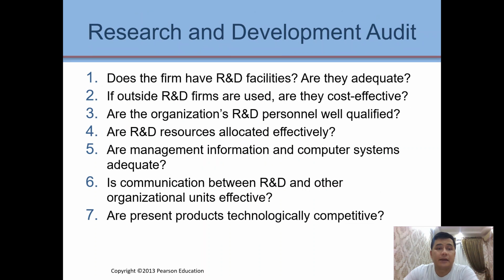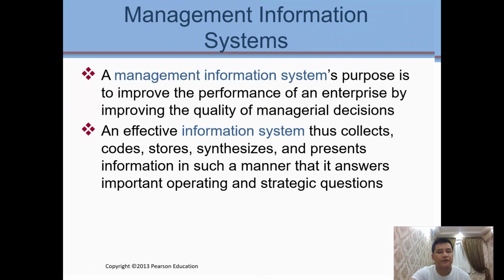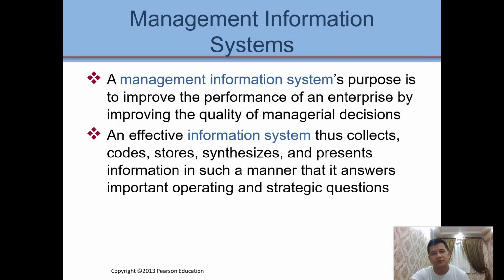And as you can see here, research and development audit: are the resources allocated effectively, and does the firm have R&D facilities? Are they adequate, and are the present products technologically competitive? And one of the important ones, are management information and computer systems adequate? Is communication between R&D and other organizational units effective or not? Those are very important questions. So in here you can see the MIS, which stands for Management Information System.